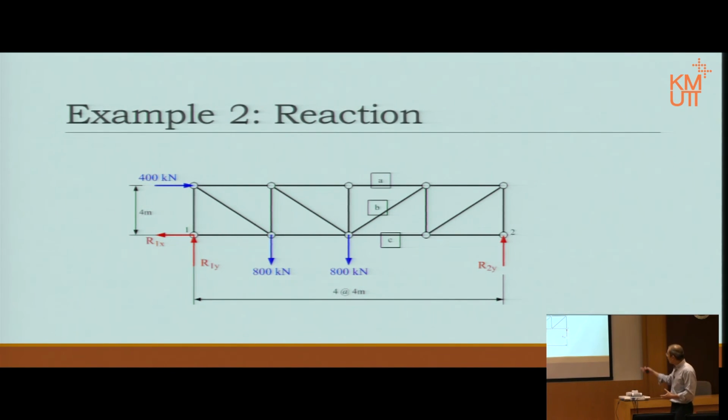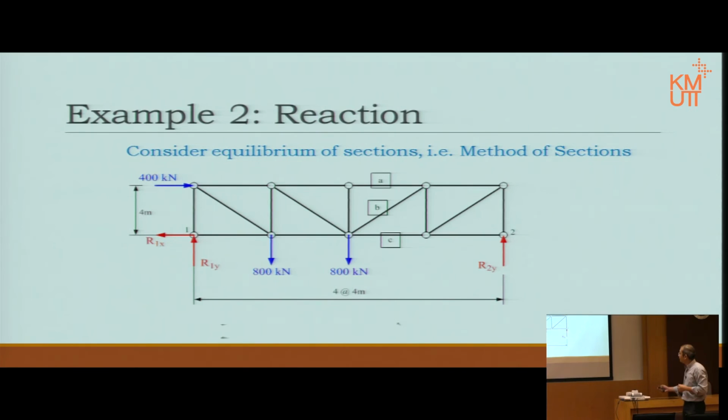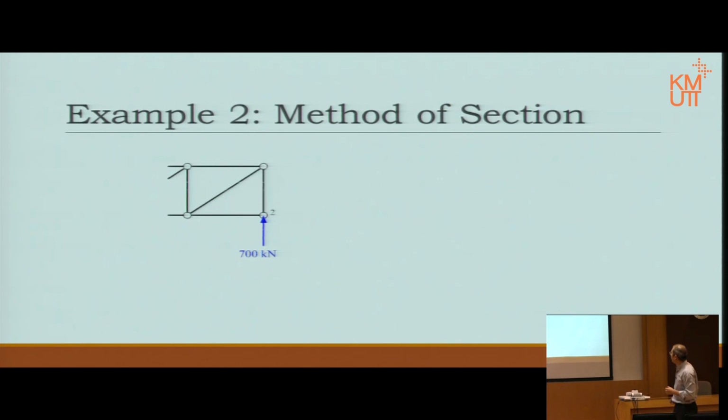So I'm going to calculate R2Y and then use that information, cut through ABC, look at the right-hand side picture, and then calculate the member forces straight away. There we are. Sigma moment about point 1, then of course we can calculate R2Y. Once we get R2Y, we move on, and as I said, cut and look at the right-hand side picture. Notice R1X, R1Y doesn't get involved here.